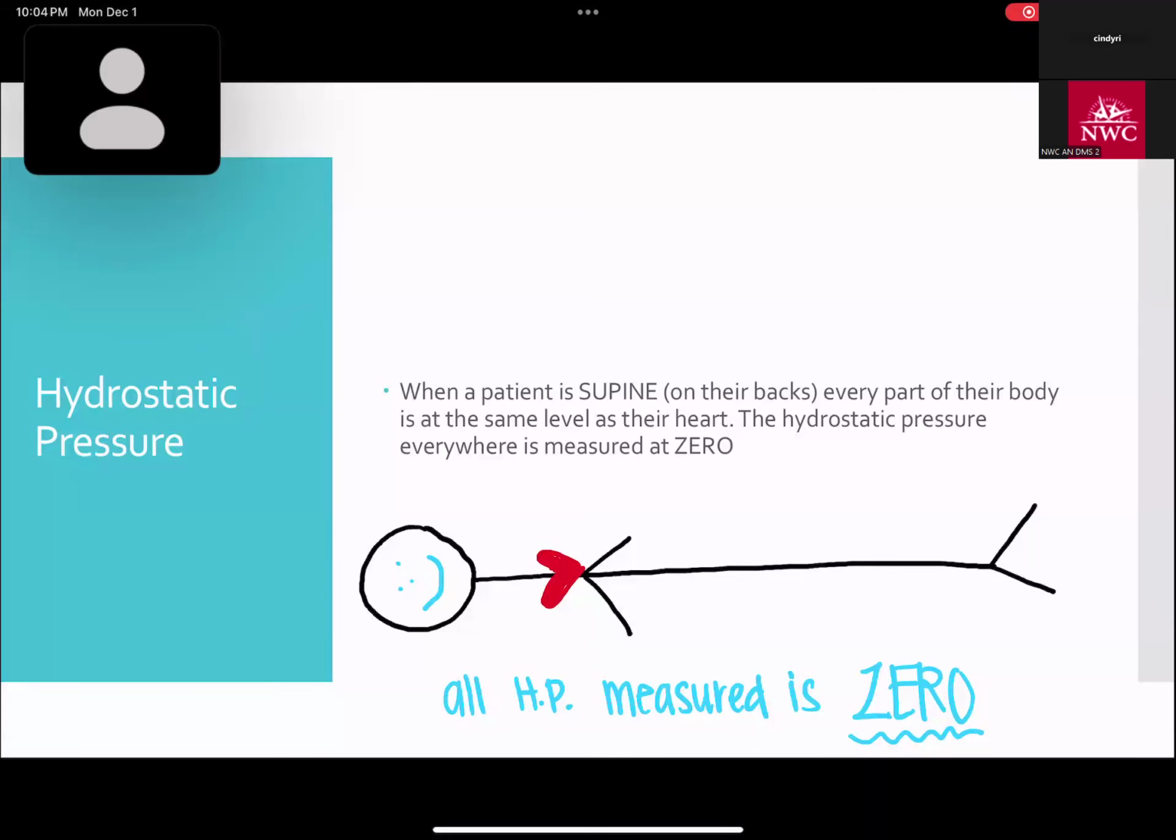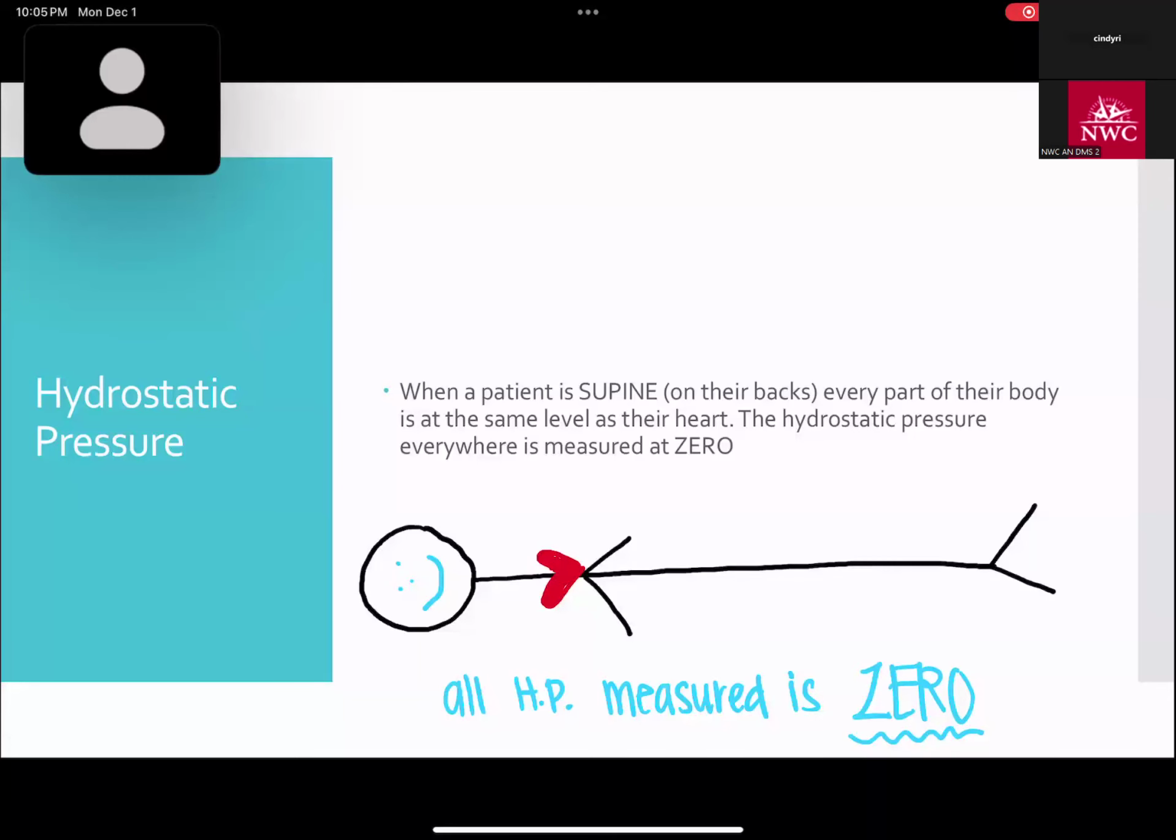To measure hydrostatic pressure correctly and accurately, it should be measured at the level of the heart. Pressures are accurately assessed when the measurement is made at the level of the heart. So when the patient is in the supine position, such as our little stick figure here, every part of this patient's body is on the same level as the heart because the patient is lying down. Therefore, the hydrostatic pressure that is measured everywhere in the body will be zero.